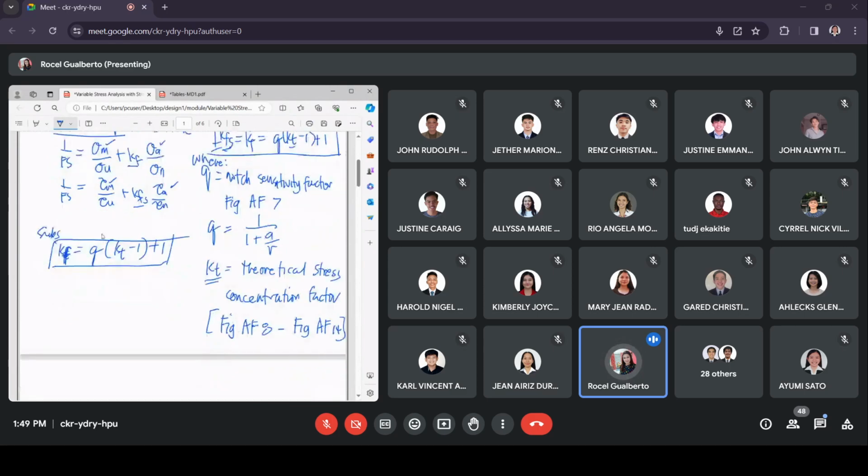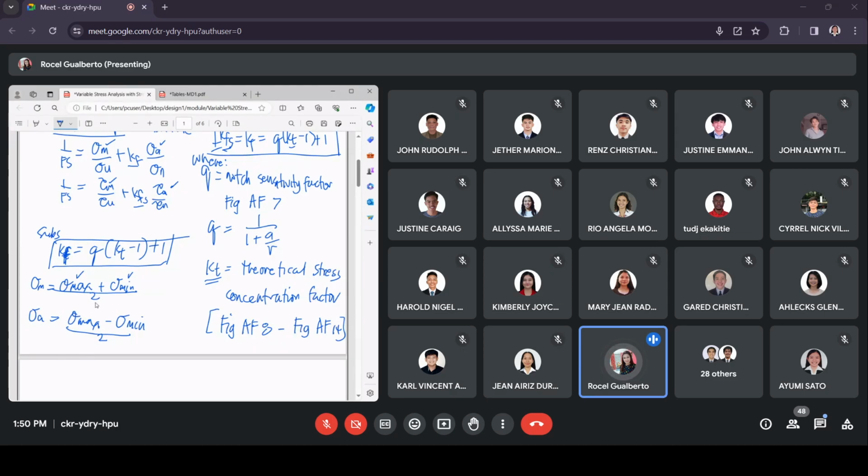So, we recall their equations. Sigma M is equal to maximum plus minimum divided by 2. And your sigma A would be maximum minus minimum divided by 2. Yan po yung sigma M at saka yung sigma A. So, alin lang po yung nabago sa atin? It is the equation of your sigma max and sigma minimum.